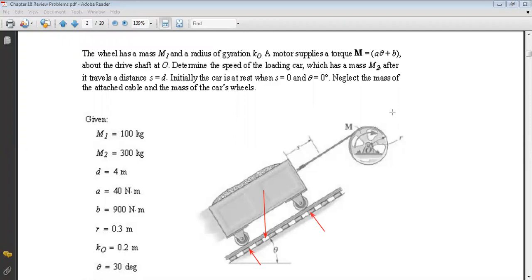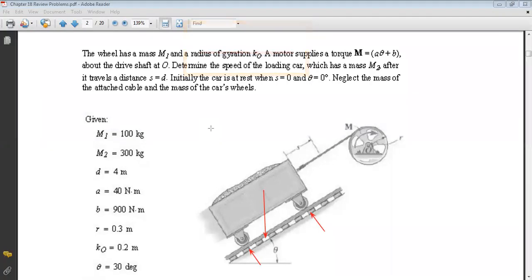So here, I can apply the principle of work and energy on my system. Initially, they said that my system is at rest, so the kinetic energy of my system at the initial state is 0. Plus, when I have rigid bodies, I don't only look at forces, but I also look at couples. So here the weight is doing a work. Is it negative or positive? Negative, because it's opposing the motion of the car.